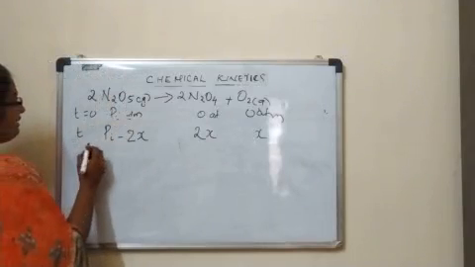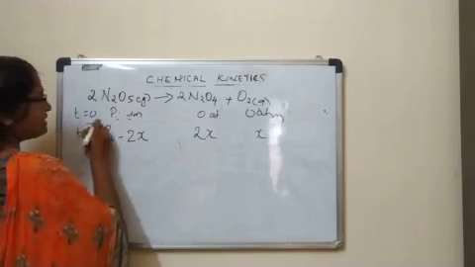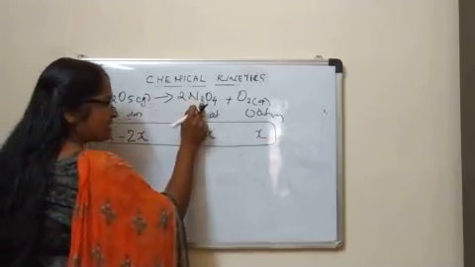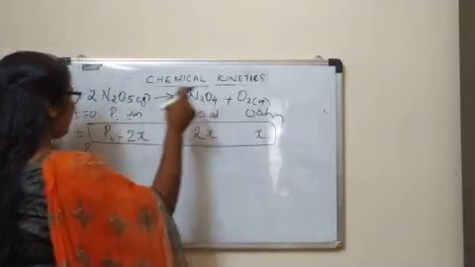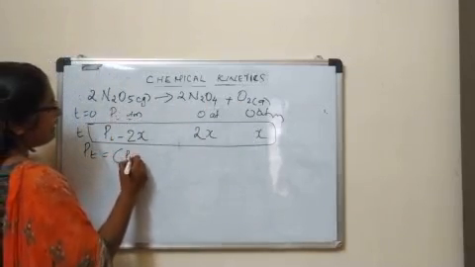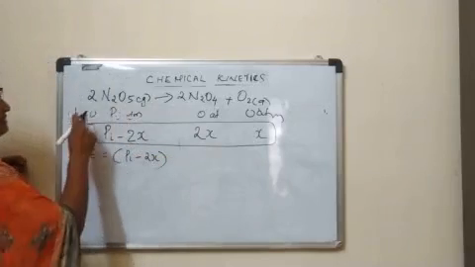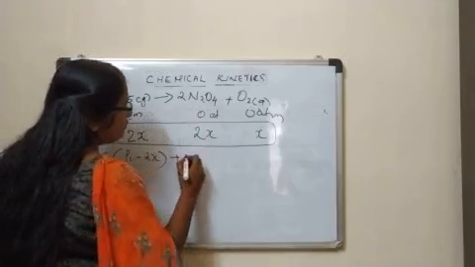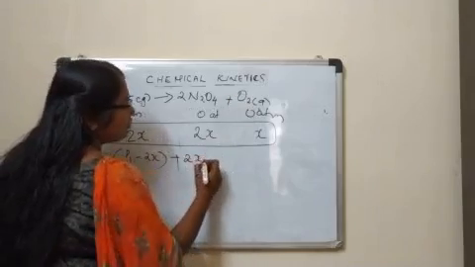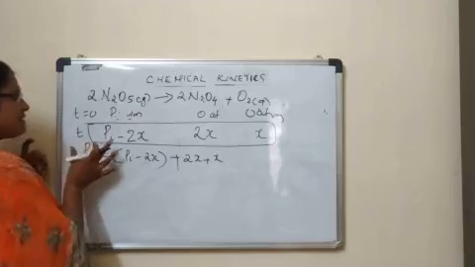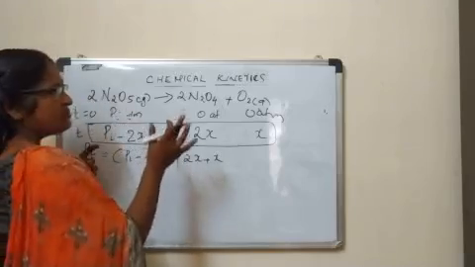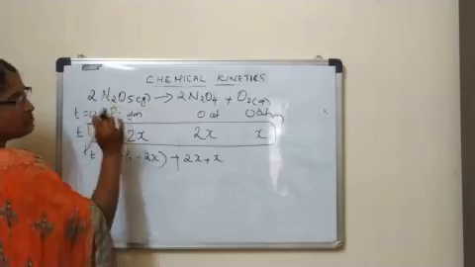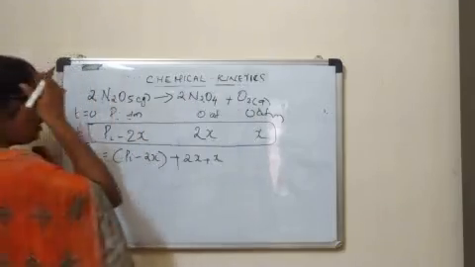Next we can write that the total pressure at time T, PT, is due to all of this: the pressure exerted by N2O5 plus the pressure exerted by N2O4 plus the pressure exerted by O2. PT is equal to Pi minus 2x, the pressure exerted by N2O5 at time T, plus the pressure exerted by N2O4, that is 2x, plus the pressure exerted by O2, that is x, because the container now contains N2O5 as well as the products N2O4 and O2 at time T.